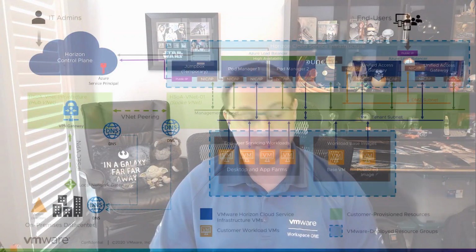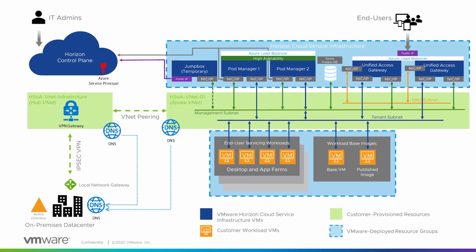Anyway, let's jump in. So before we start, I wanted to take you through the architecture of what we're about to deploy, which is a full Horizon pod in a single Azure subscription. And this could be scaled up to anywhere up to 2,000 concurrent users.